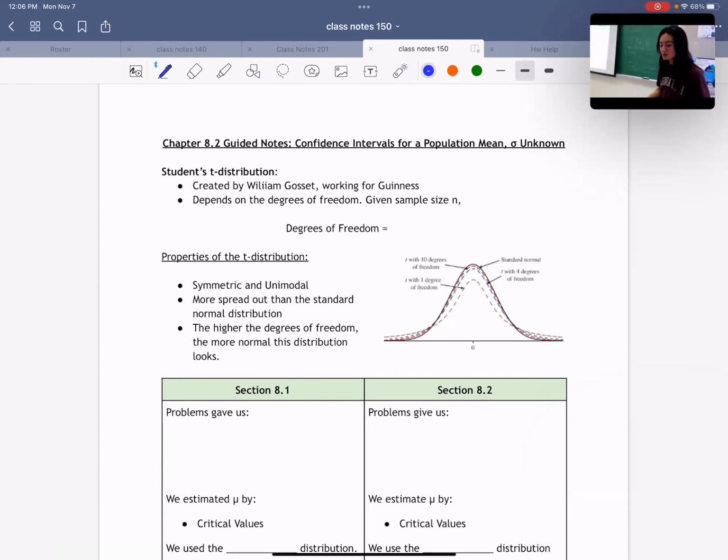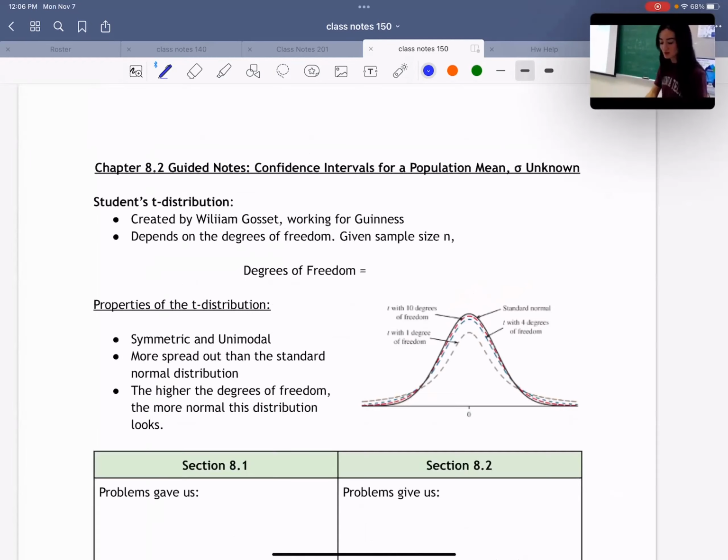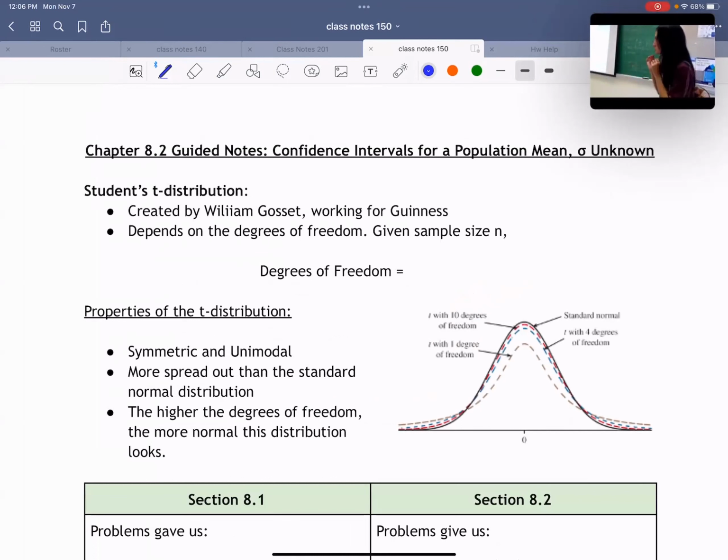Okay, so we're going to answer a different type of question. And before I even tell you what these questions look like, I'm going to explain a brand new type of distribution. Now, I think the only distribution that we have talked about in this class is the normal distribution. Remember, we call that the bell curve, like it looks like a bell.